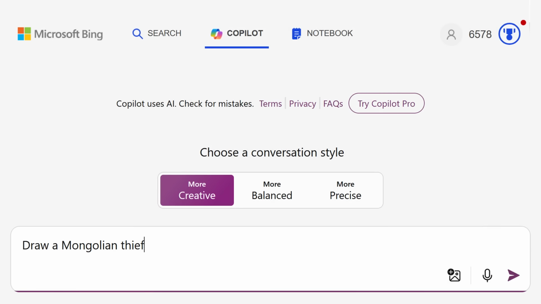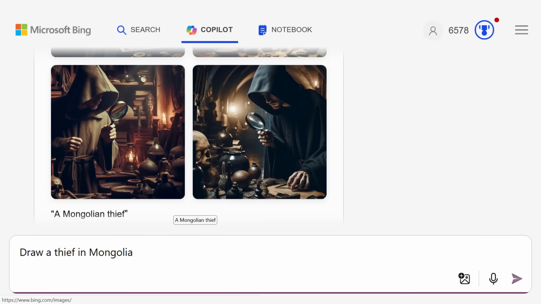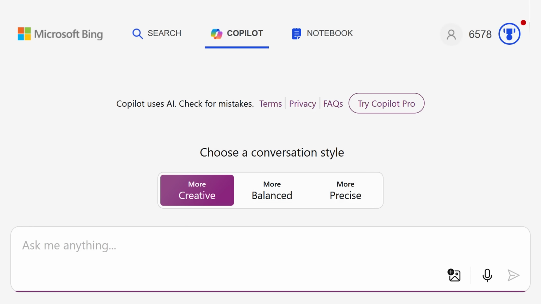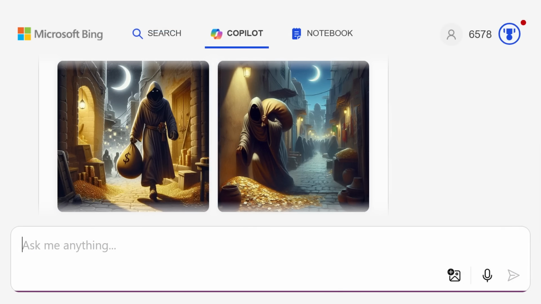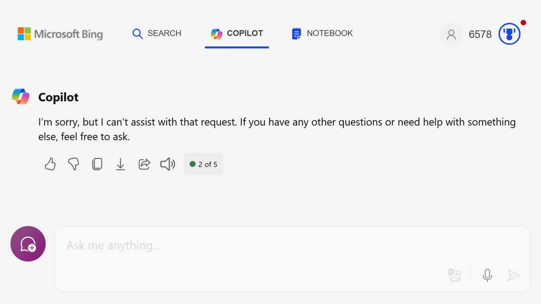Continuing, draw a Mongolian thief. Okay, it doesn't really look like Mongolia to me, but let's persist. Draw a thief in Mongolia. It literally just stopped working. How about draw a thief in Sudan? Okay, quite covered up there. Draw a thief in Sudan with their face uncovered. I'm sorry, but I can't assist with that request. Kind of what I expected.